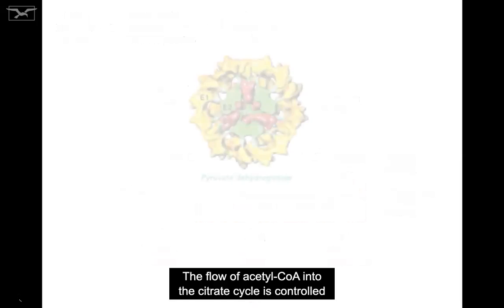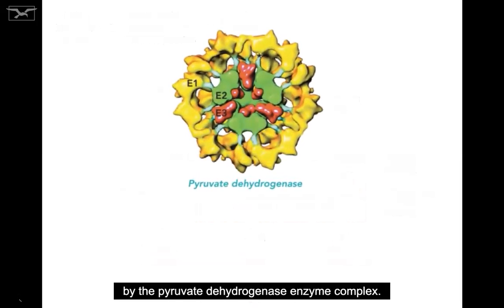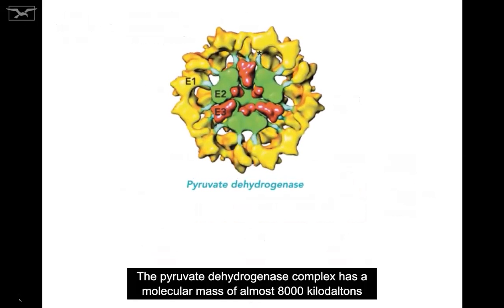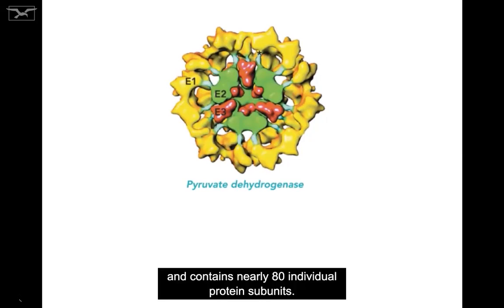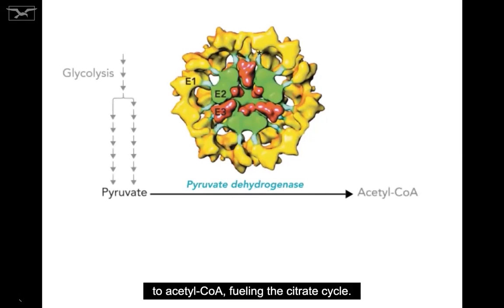The flow of acetyl-CoA into the citrate cycle is controlled by the pyruvate dehydrogenase enzyme complex. The pyruvate dehydrogenase complex has a molecular mass of almost 8,000 kilodaltons and contains nearly 80 individual protein subunits. Pyruvate dehydrogenase uses pyruvate from the glycolysis reactions and metabolizes it to acetyl-CoA, fueling the citrate cycle.